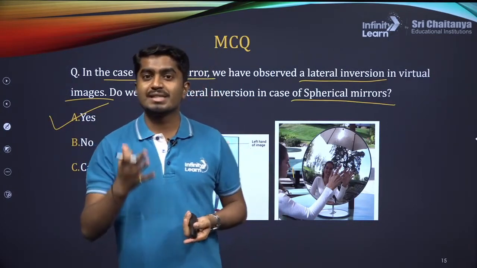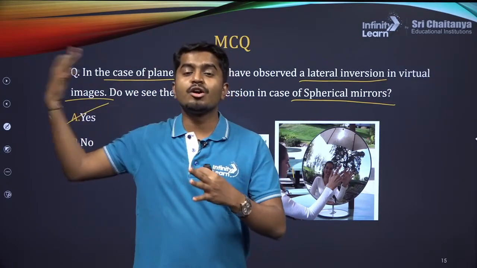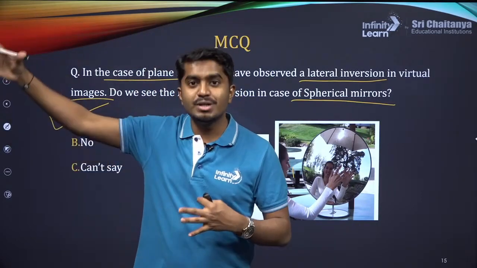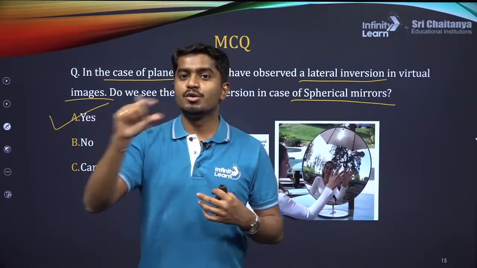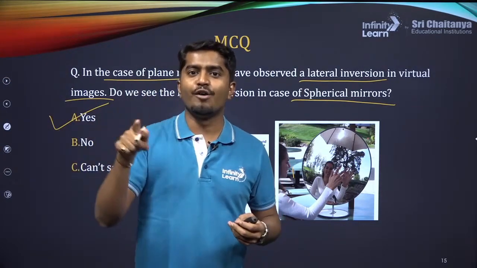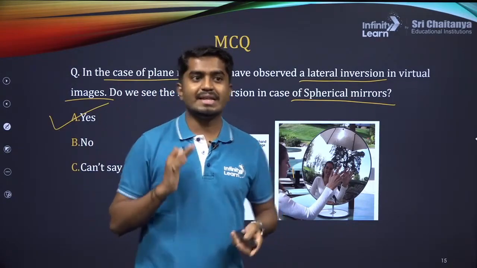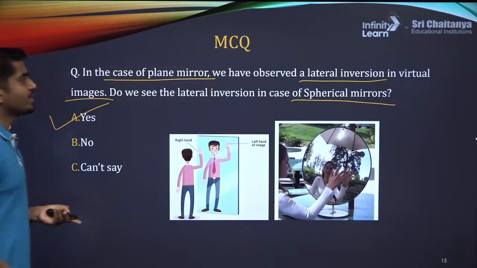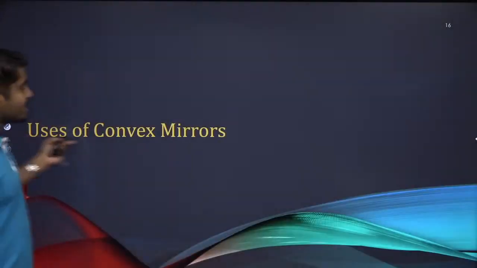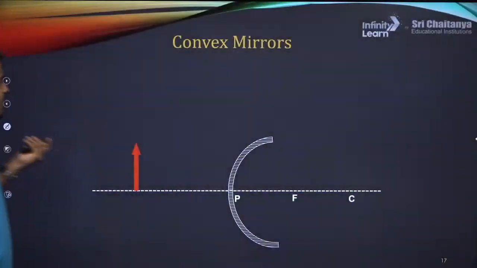So why is it convex? Because you can see a lot of different objects. Let's suppose there is a mountain. The whole mountain you can see in the small window of that mirror, right? That is the advantage of convex mirrors. So what are the applications of the convex mirrors?